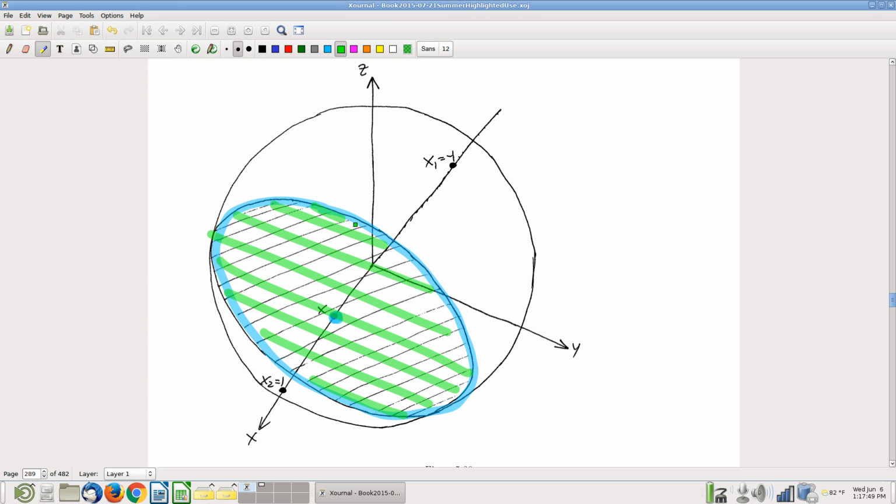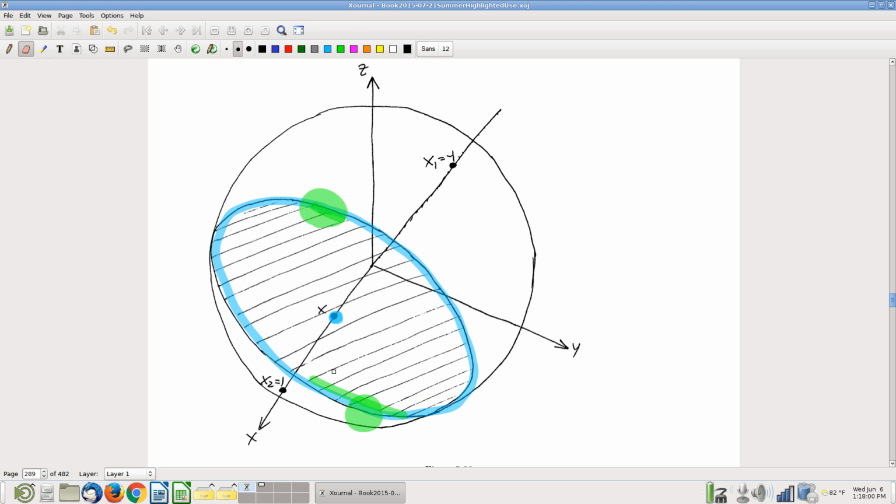Okay. Right. Okay, so my lowest slice is going to be down there somewhere. My highest slice is going to be up here somewhere. And what can I say about those slices?